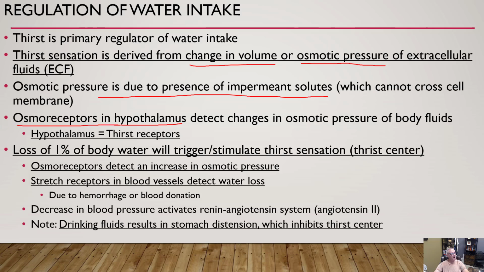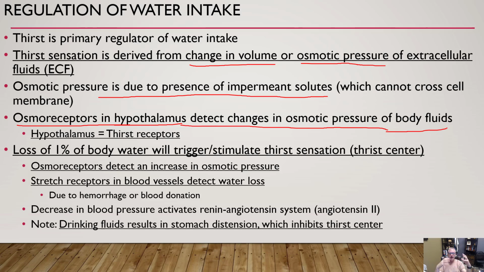So we have these osmoreceptors that are going to go through your hypothalamus that detect changes in your osmotic pressure of your body fluids. So we have receptors in our cells that look at what is the osmotic pressure of the cell, and it's going to throw those values up into our brain, and they're going to get processed by the hypothalamus.